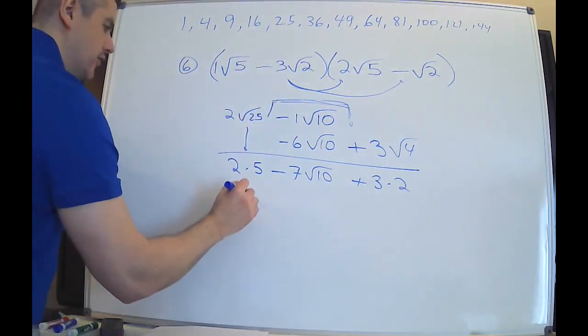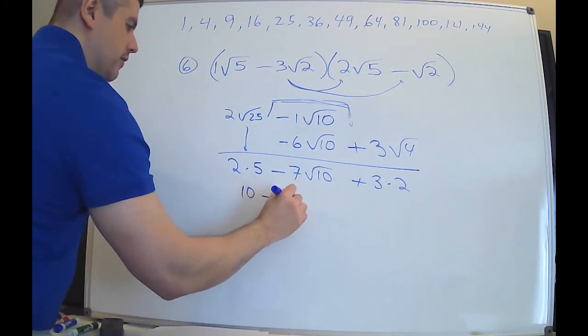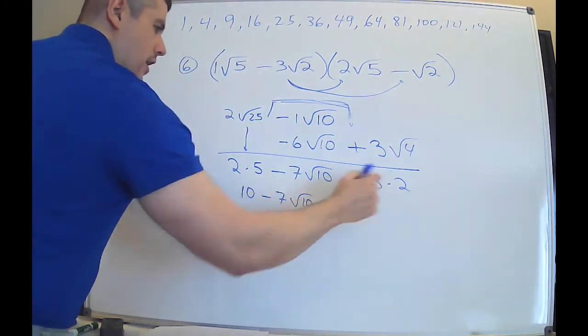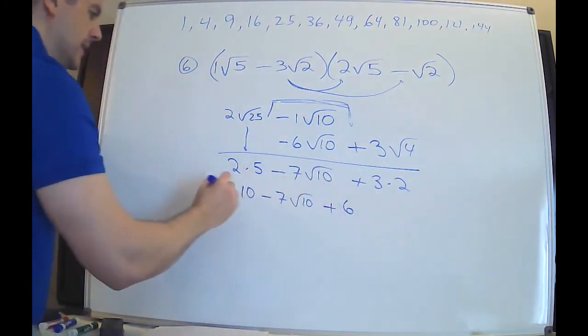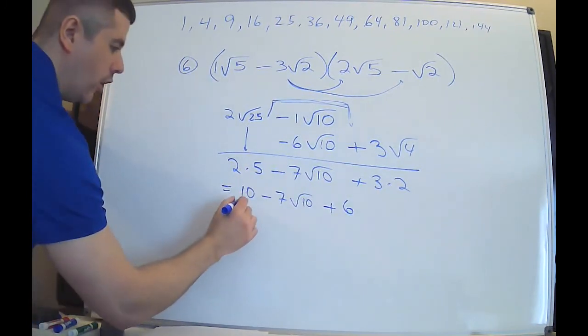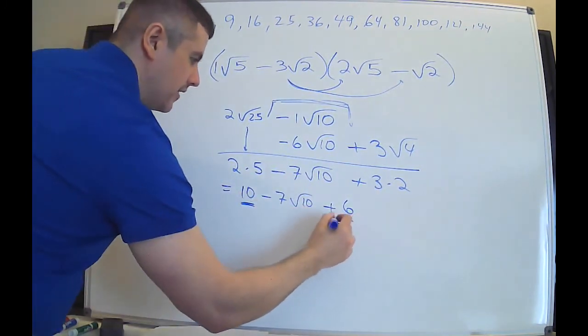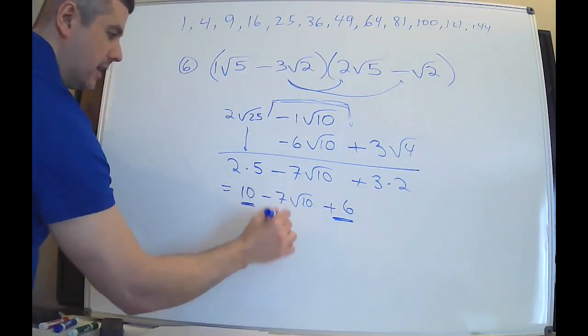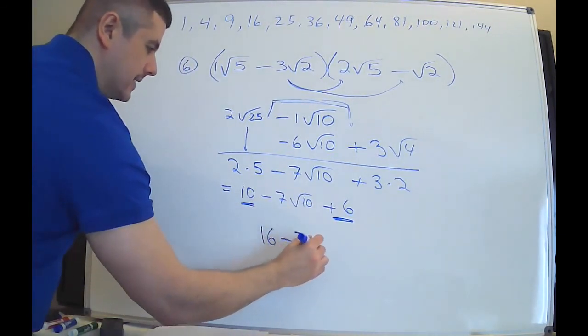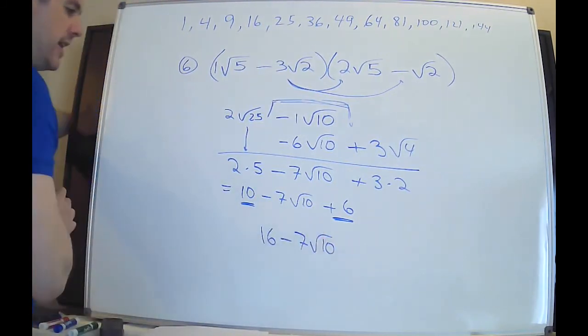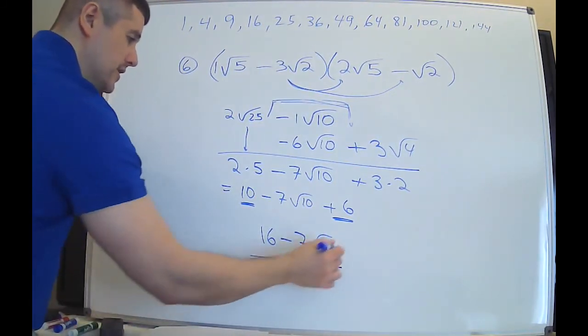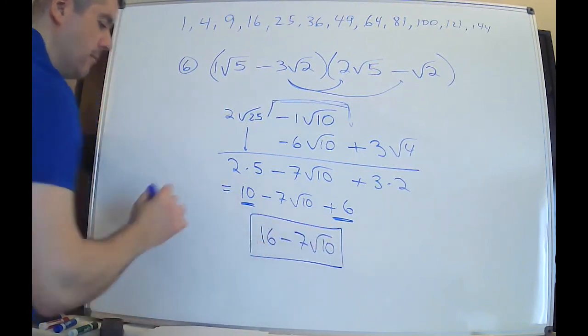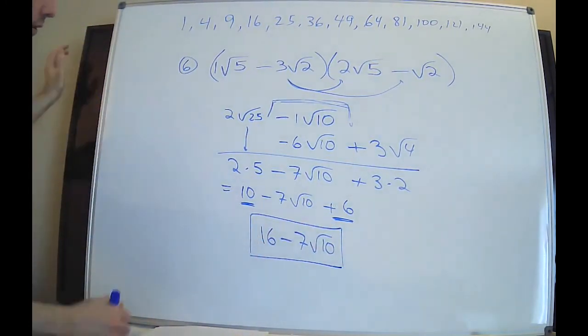2 times 5 is 10. Minus 7 radical 10 goes along for the ride. 3 times 2 is 6. Now what can I do? All I can do is put together the 10 and the 6. They don't have radicals, so they combine to make 16. The radical 10, you're stuck with it. You're stuck with that negative 7 radical 10. But you can do 16, take away 7? No, you can't. This is not 16 radical 10.